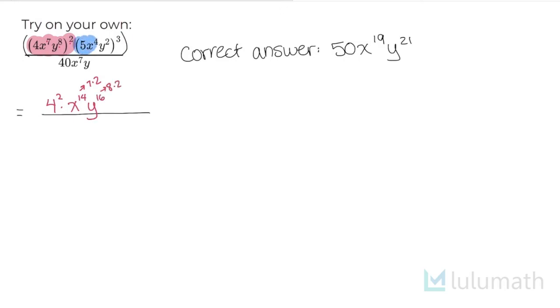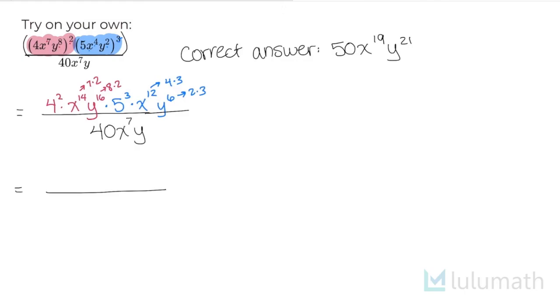Then I'm going to do the same thing with the next monomial that's being raised to the power of 3. So here I'm going to do 5 to the power of 3, and then x to the power of 4 is being raised to the power of 3. So 4 times 3 is 12. And then y to the power of 2 is also being raised to the power of 3. So y to the power of 6, because we do 2 times 3. And then I will copy down my denominator.